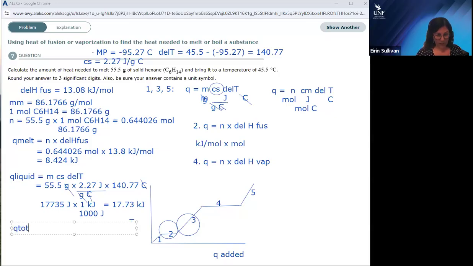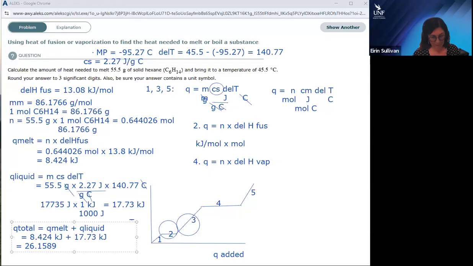So our total Q is going to be Q melt plus Q liquid. That is 8.424 kilojoules plus 17.73 kilojoules, which is going to be like 26 point something. How many sig figs? 3 sig figs. So 26.1589 and so on kilojoules, which to 3 sig figs is 26.2 kilojoules.